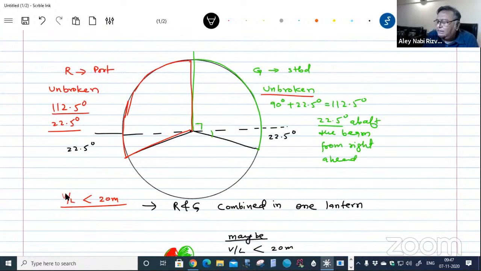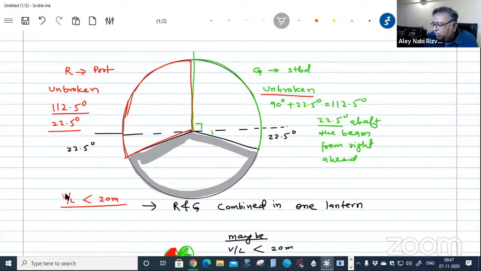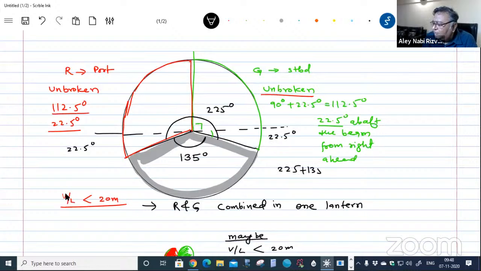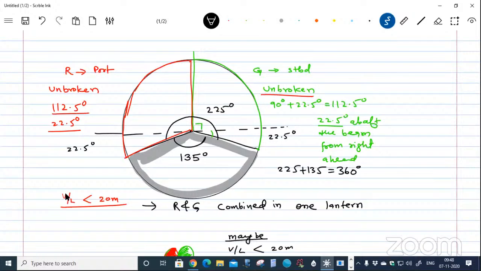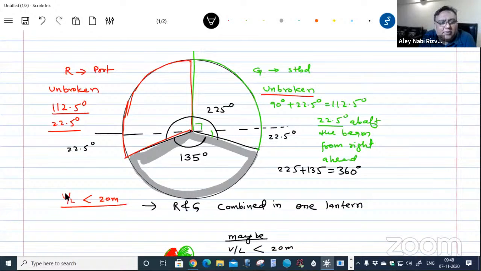The last one here is the stern light. The stern light again is a white light, and just to identify it a little bit, I am using this. This is your stern light, this area. Can you guess what this arc should be? This arc is going to be 135 degrees. Any guess why it is 135? Because this one is 225 degrees, and 225 plus 135 gives you 360 degrees. So the stern light is a white, unbroken light, placed on an arc of 135 degrees and so fixed to show the light 67.5 degrees from right aft.